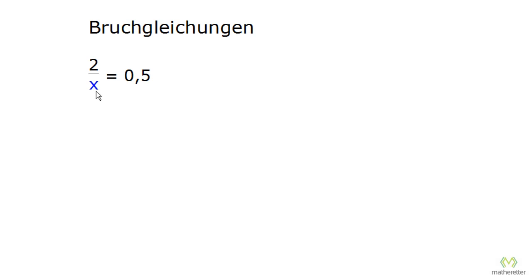Before we get started with the new equations, let's repeat briefly what we learned previously. We learned these terms: the top number is the numerator, and the bottom number is the denominator. Then we said a fraction is nothing more than a division, so it can always be written as a division.